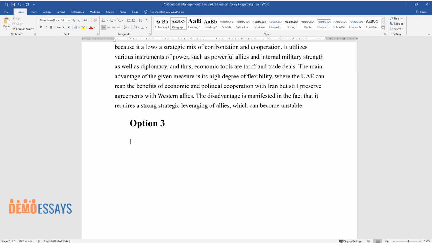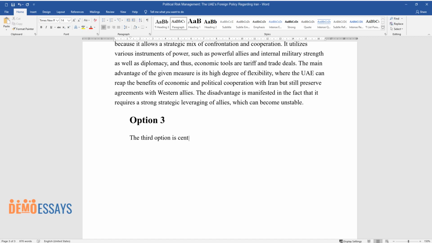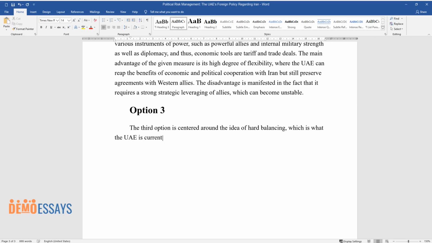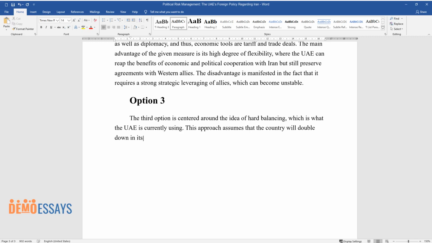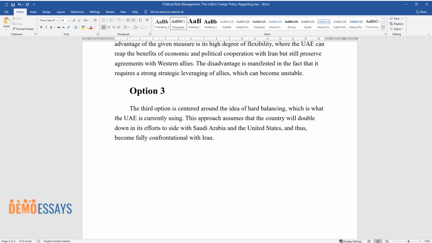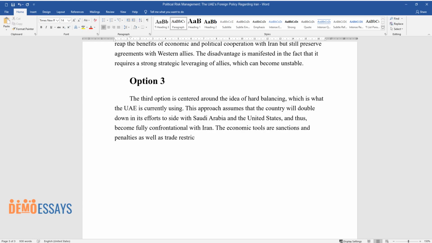Option 3. The third option is centered around the idea of hard balancing, which is what the UAE is currently using. This approach assumes that the country will double down in its efforts to side with Saudi Arabia and the United States, and thus, become fully confrontational with Iran. The economic tools are sanctions and penalties as well as trade restrictions.